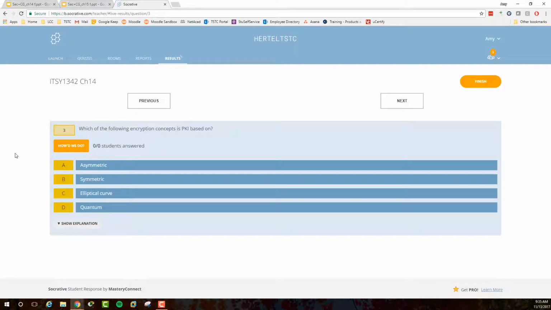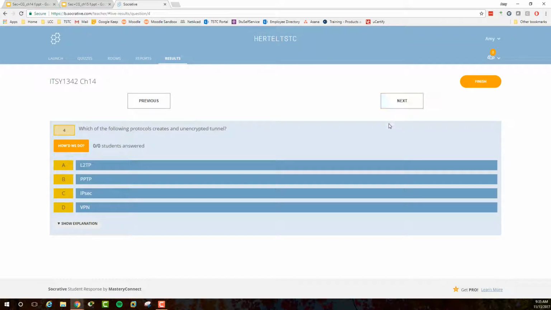Which of the following encryption concepts is PKI based on? Asymmetric, symmetric, elliptical curve, or quantum? So we spoke about symmetric having two keys that were the same or mathematically related, whereas asymmetric would be the answer here because we are giving two different keys to different parties, and we're having to determine how we're going to do that securely. So that public key infrastructure is the asymmetric key type.